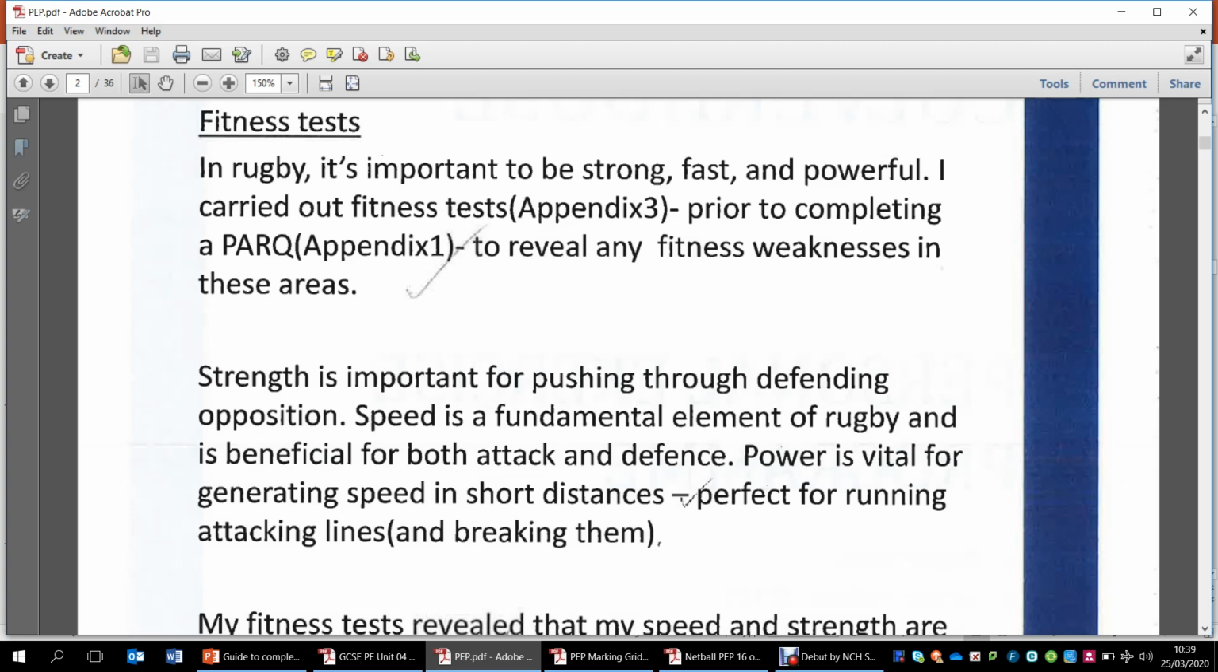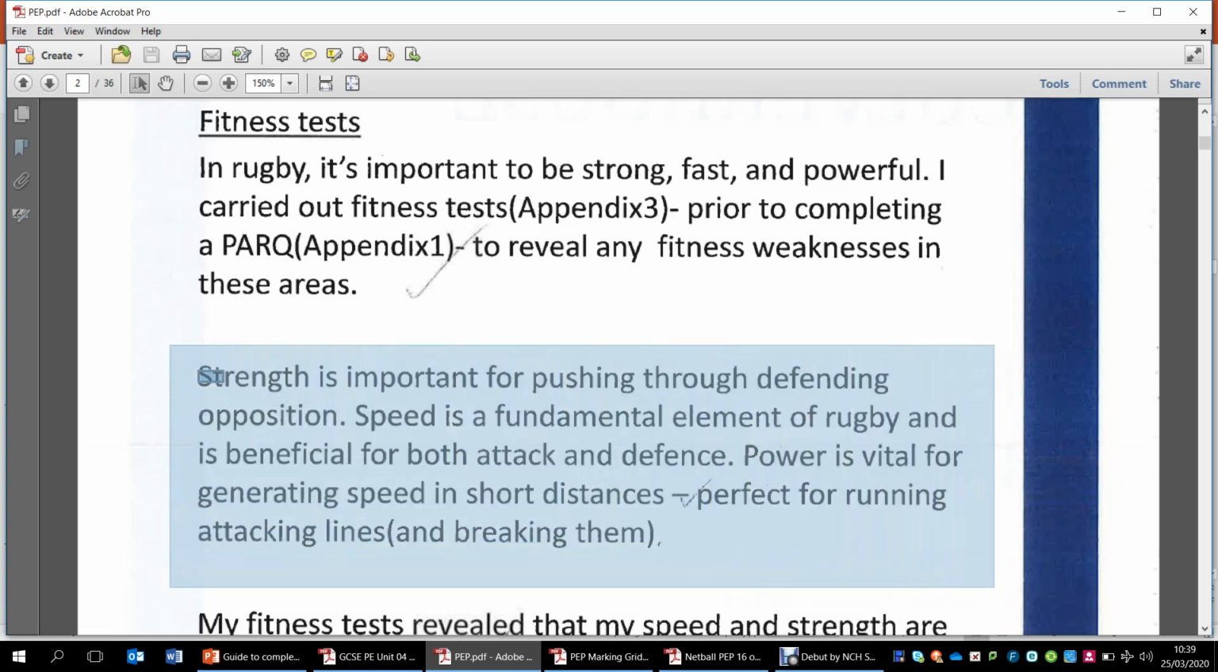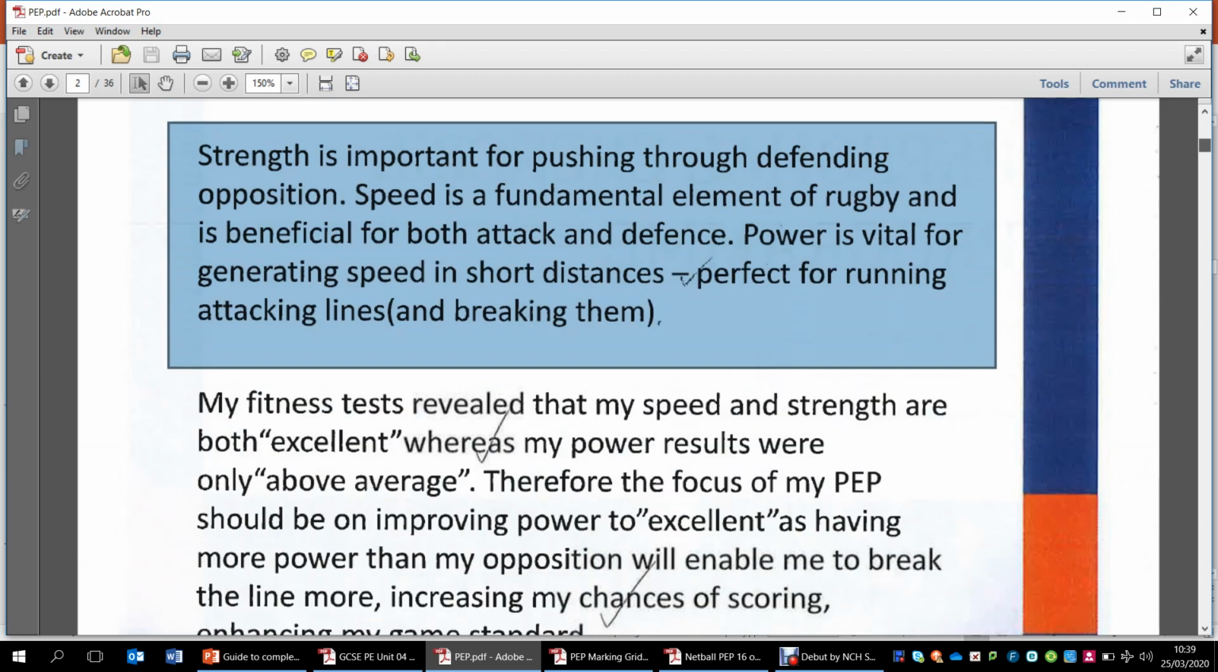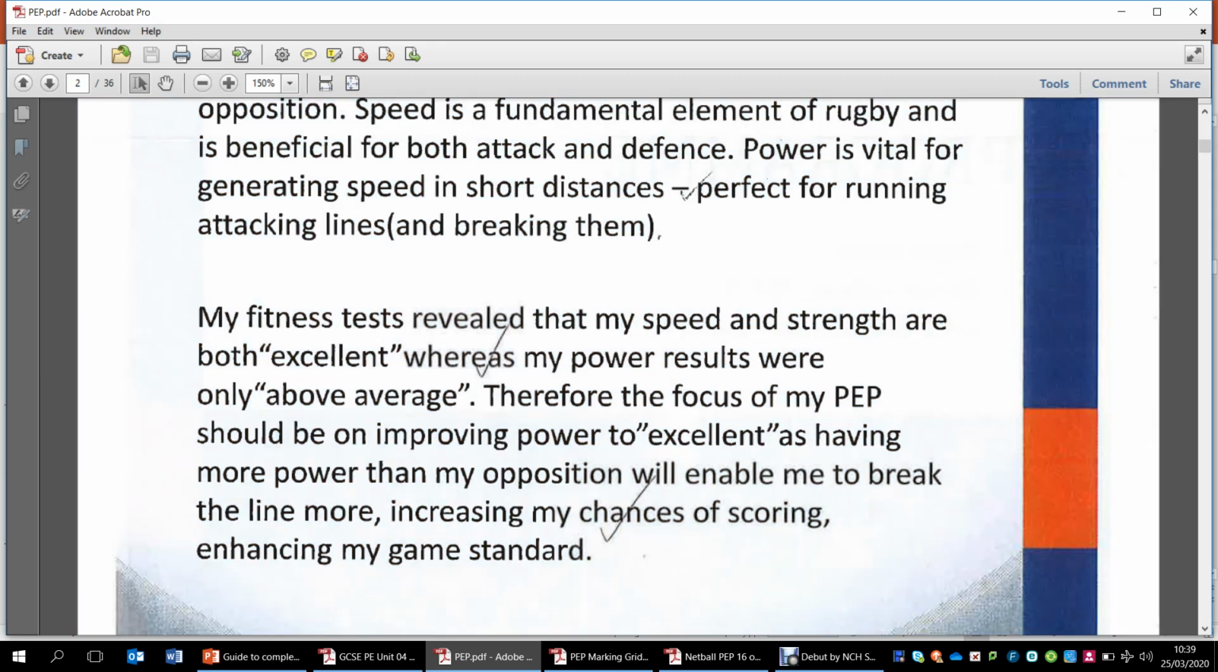Strength is important for pushing through defending opposition. Speed is a fundamental element of rugby and is beneficial for both attack and defence. Power is vital for generating speed in short distances, perfect for running attacking lines. Now, as you can see in this section here, the rugby player has identified the main components of fitness and why they've selected those components of fitness to do their analysis on. And then below that, fitness tests revealed that my speed and strength are both excellent, whereas my power results were only above average, so good analysis there. Therefore, the focus of my PEP should be on improving my power to excellent, as having more power than my opposition will enable me to break the line more, increasing my chances of scoring, enhancing my game standard.